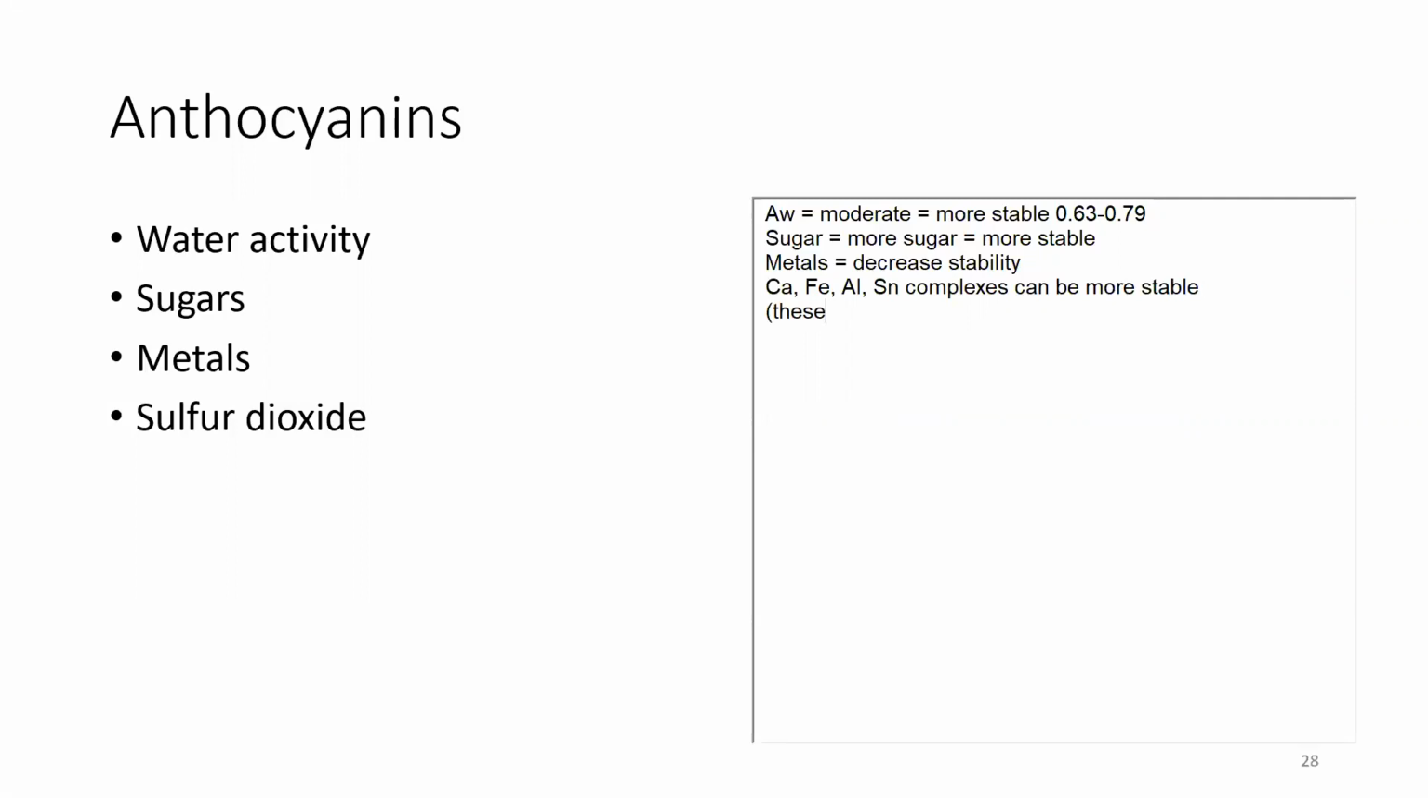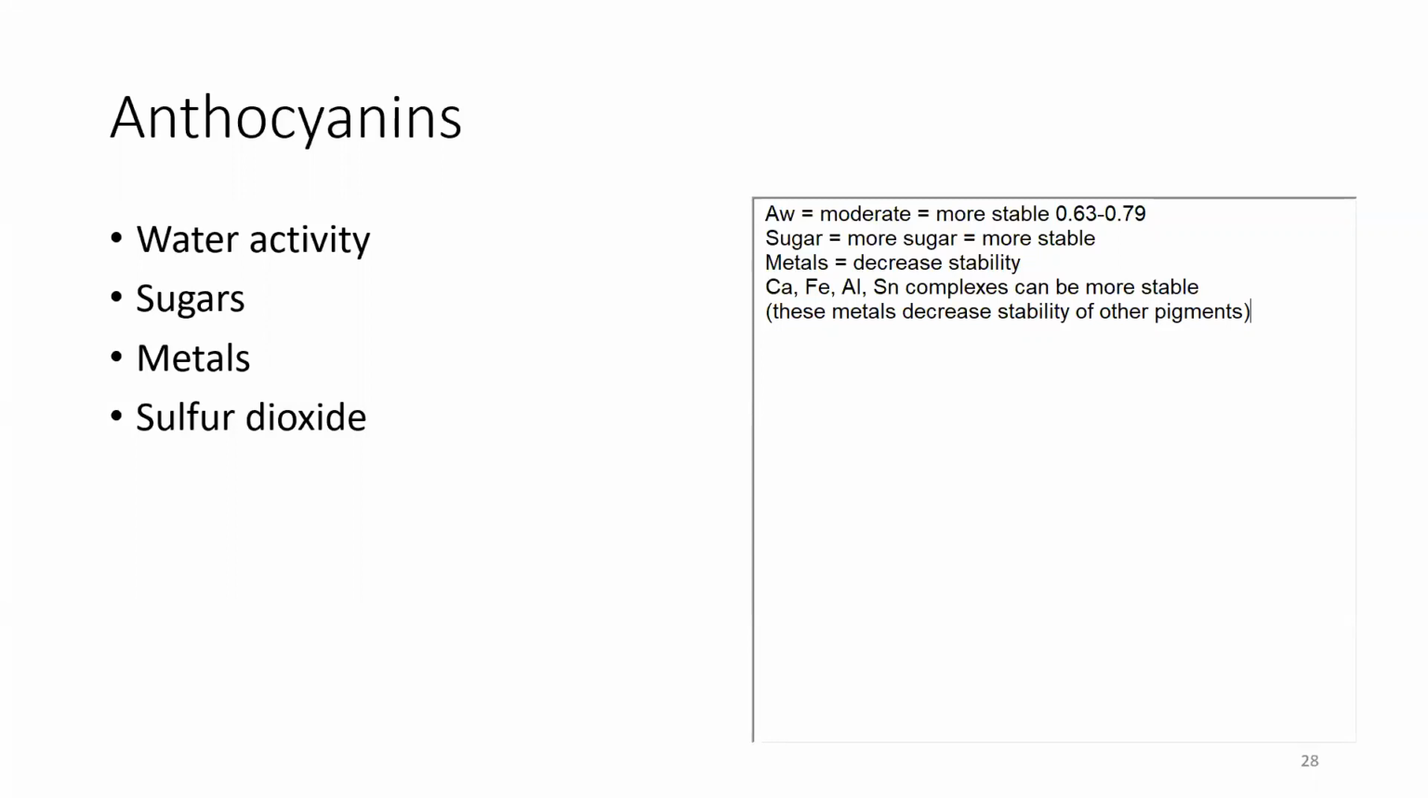So these metals, the ones that I list here, decrease stability of other pigments, mostly the ones that we are going to talk about later, so tannins and stuff like that. So these complexes may increase stability of anthocyanins, but they may decrease stability of other compounds.